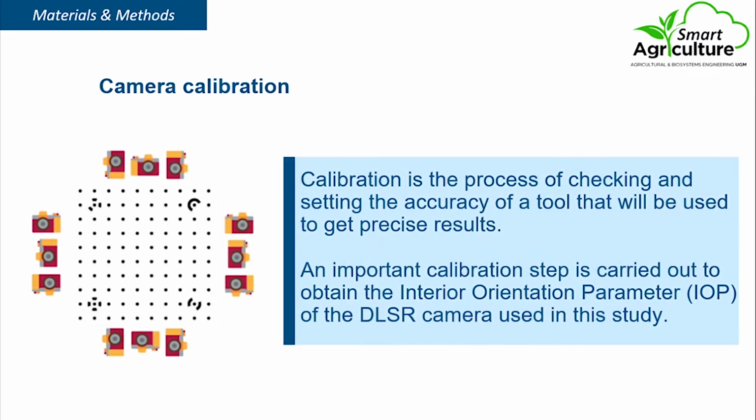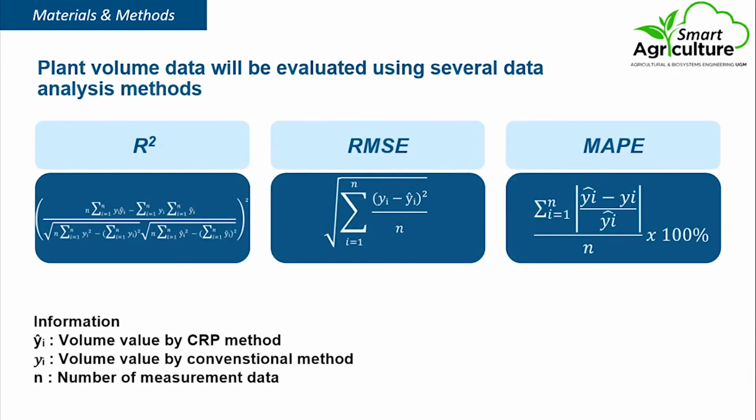Camera calibration. Calibration is the process of checking and setting the accuracy of a tool that will be used to get precise results. An important calibration step is carried out to obtain the interior orientation parameters of the DSLR camera used in this study. Plant volume data will be evaluated using several data analysis methods. They are coefficient of determination, root mean square error, and mean absolute percentage error.